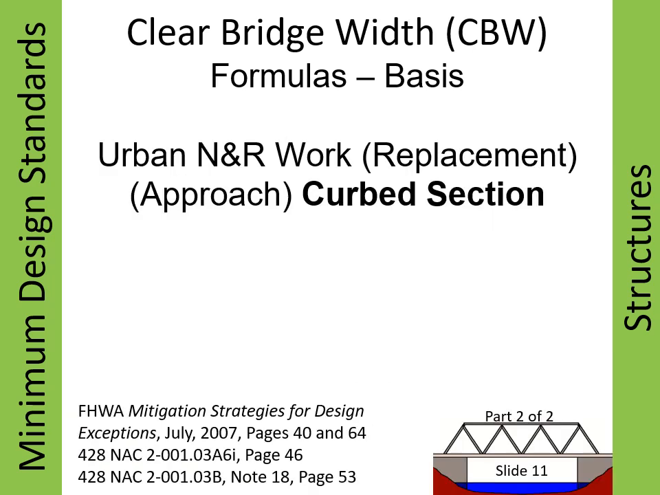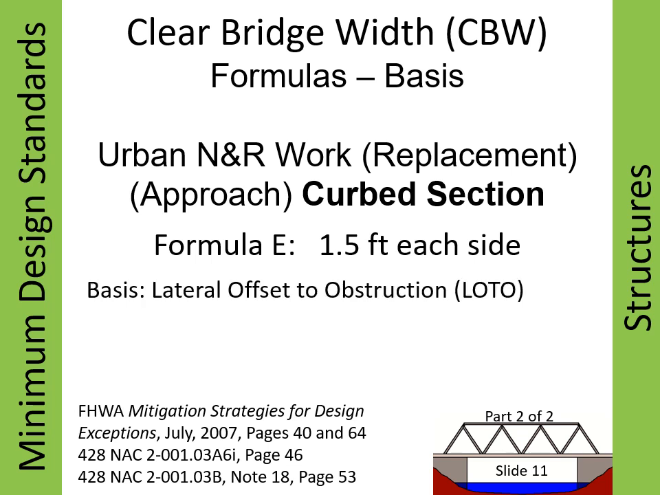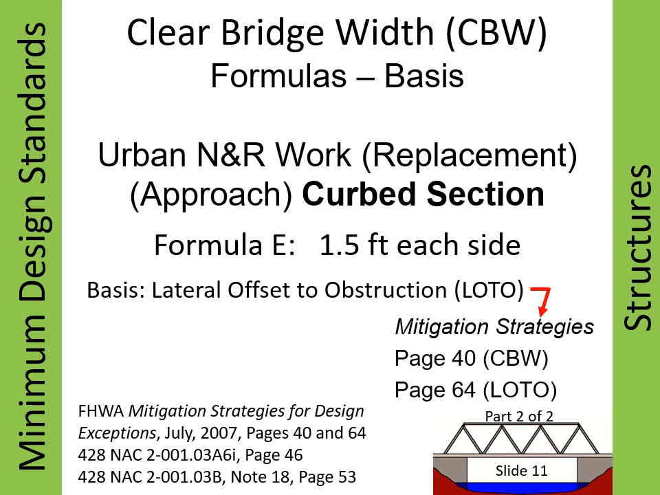As mentioned previously in this presentation, for urban area new and reconstructed curbed sections, the minimum clearance from the edge of the traveled way to the nearest vertical roadside element is 1.5 feet. This is based upon FHWA's Mitigation Strategies for Design Exceptions dated July 2007, page 64, Lateral Offset to Obstruction. Basically, it is a shy distance.